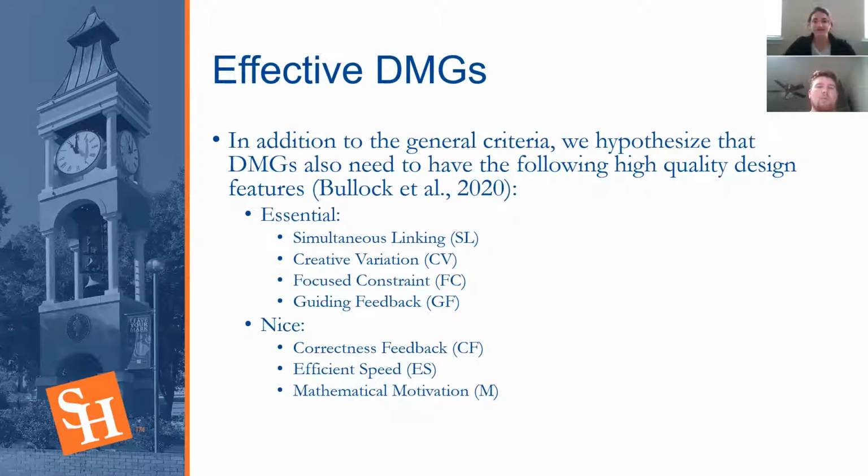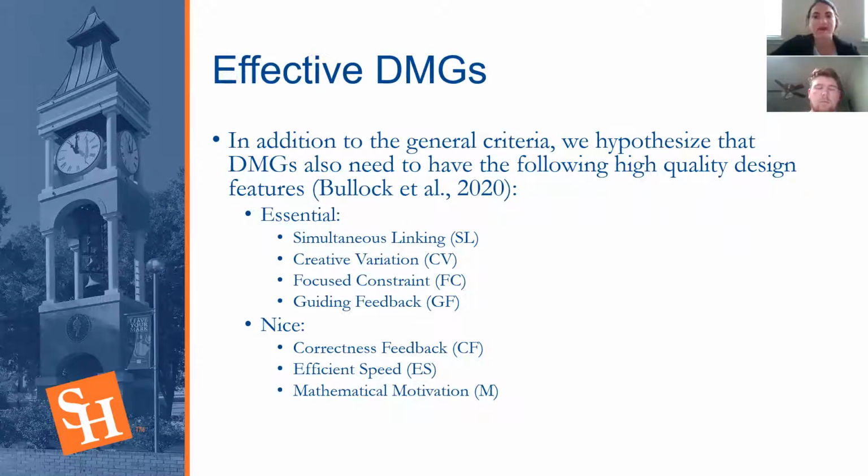So for effective digital math games, in addition to the general criteria, we hypothesized that DMGs also need to have the following high quality design features: essential criteria, and then nice criteria that we would prefer to have in our games, but are not essential.